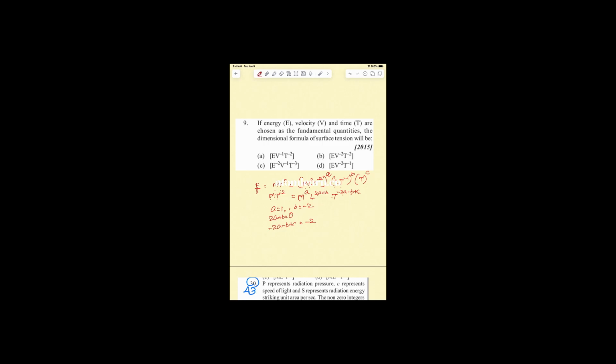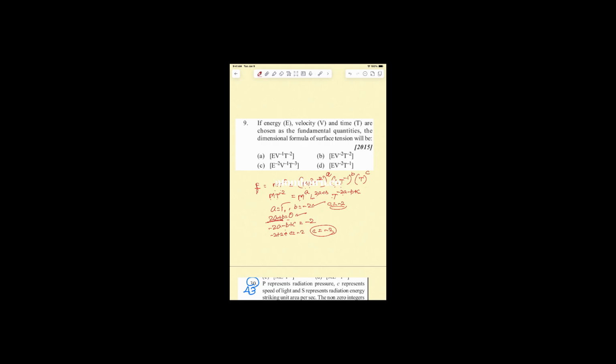M A equal to 1, and then 2A plus B must be equal to 0, is correct. And then the third term, minus 2A minus B plus C, must be equal to minus 2. Therefore, from here A equal to 1, you put it here, you get B is equal to minus 2, is correct. Therefore, 1 minus 2 plus 2 plus C equal to minus 2. Therefore, C equal to minus 2 we are getting.